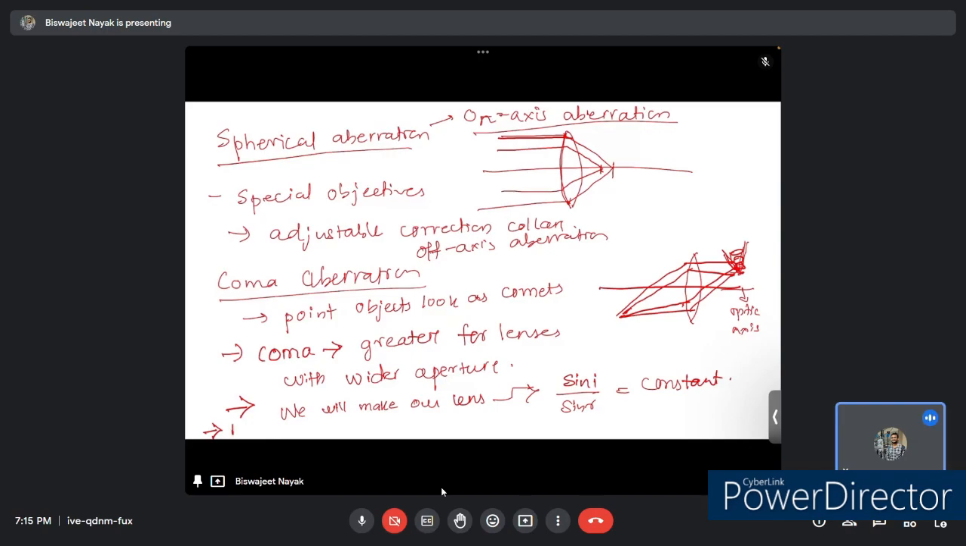Accommodating diameter of object field for a given objective.